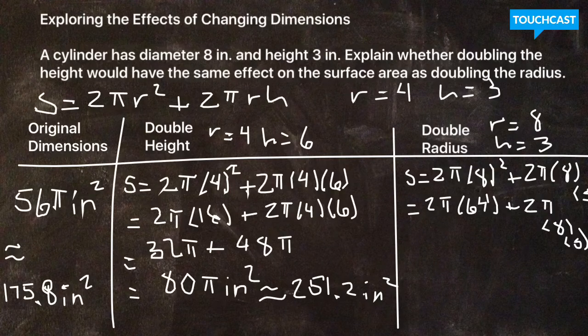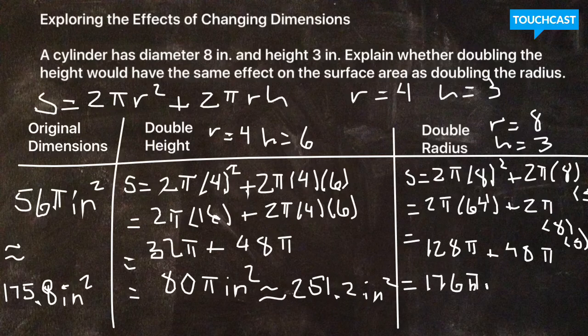Now we can do the multiplication. 2 times 64 is 128, so we have 128 pi plus 2 times 8 times 3 is going to be 48 pi. And when we add 128 pi plus 48 pi, we get 176 pi inches squared, which we can approximate to be 552.6 inches squared.